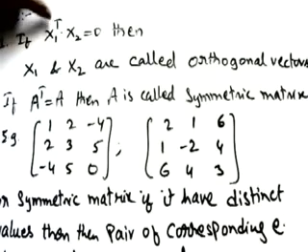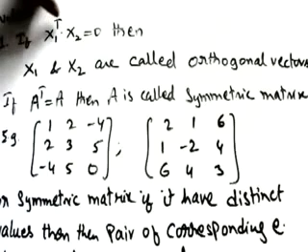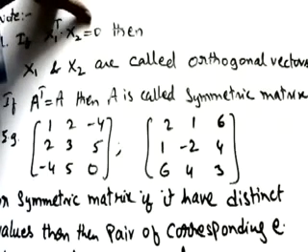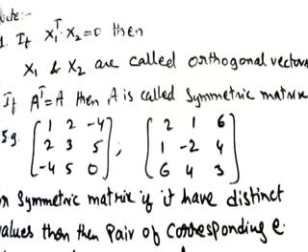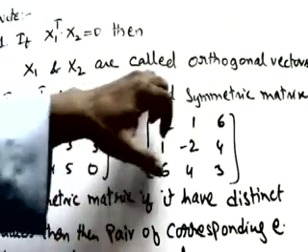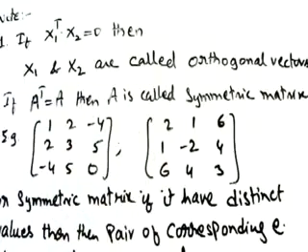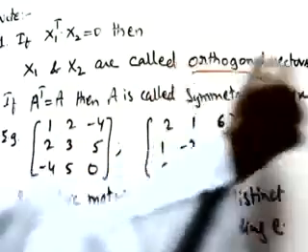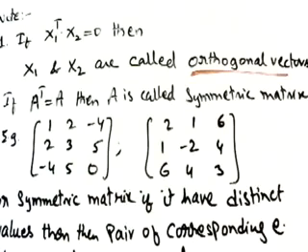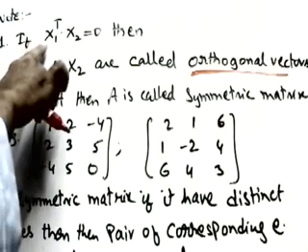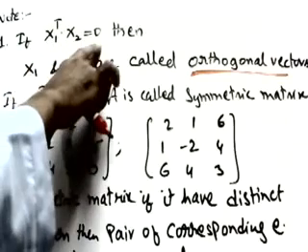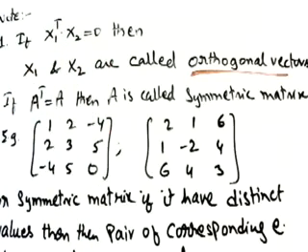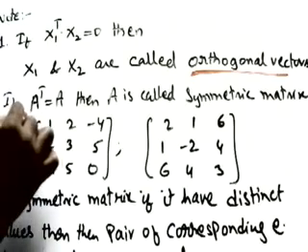First statement: suppose we have x1 transpose into x2 equals 0, that is, vector x1 transpose vector x2 equals 0. If after multiplying we get the value 0, then we say x1 and x2 are orthogonal vectors. This we must know.